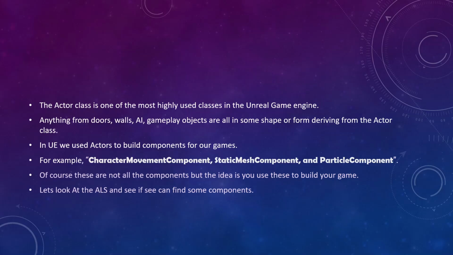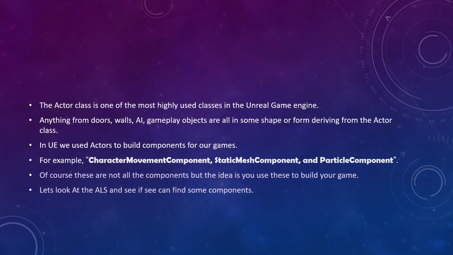So the way that we use actors is that we build components for our games from these actors. So for example, you've probably seen the character movement component, static mesh component, and particle component. These are all actors, but we're using them to build our game. So think about it this way. Of course, these are not all the components, but the idea is for us to understand how we build our games. This is the idea.